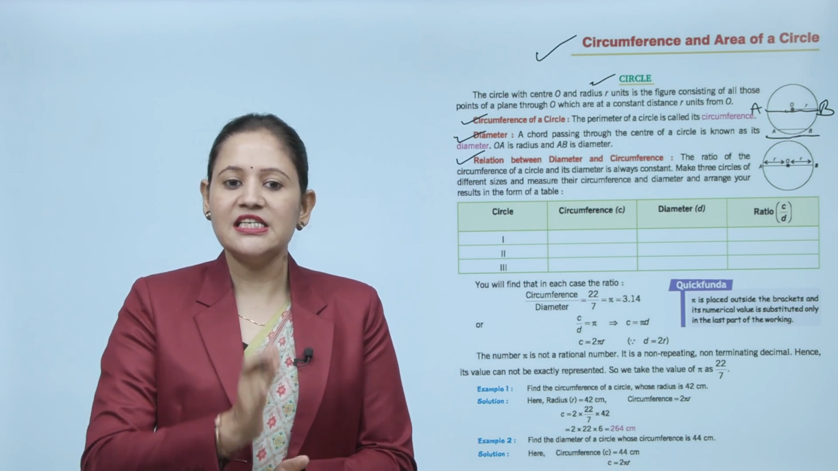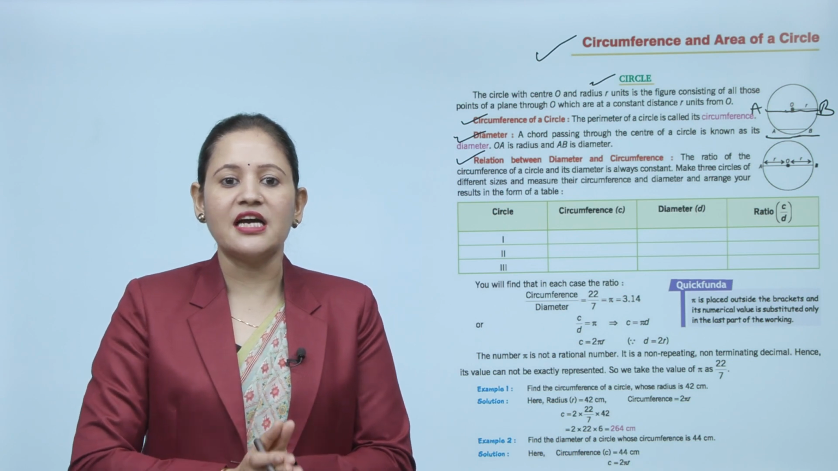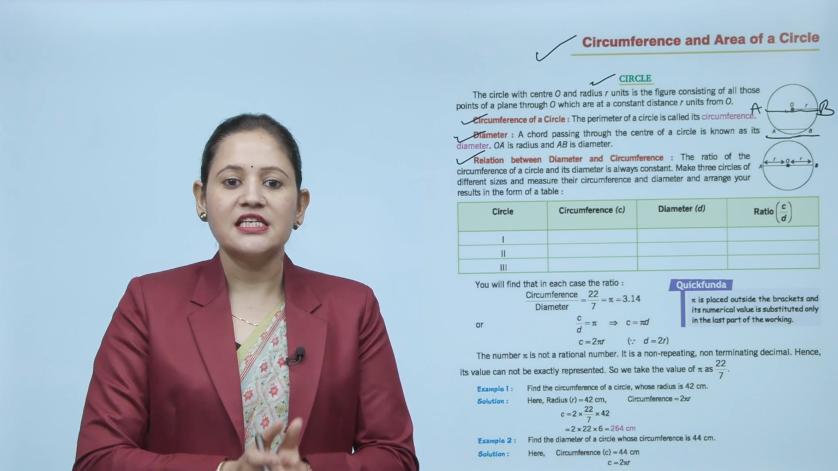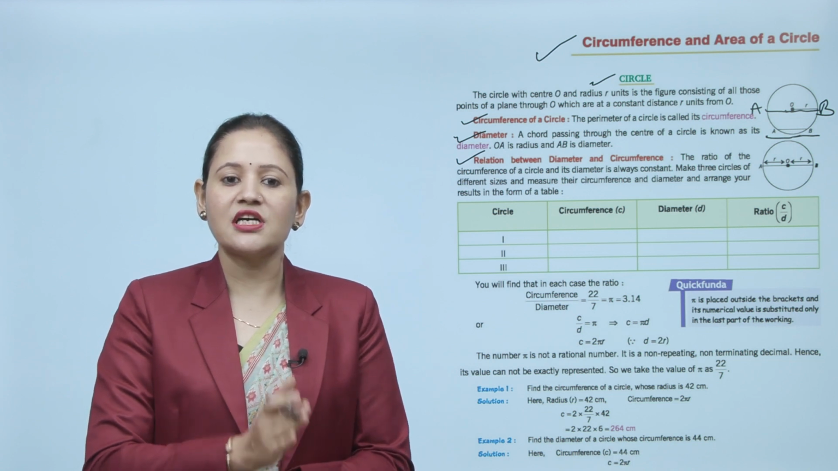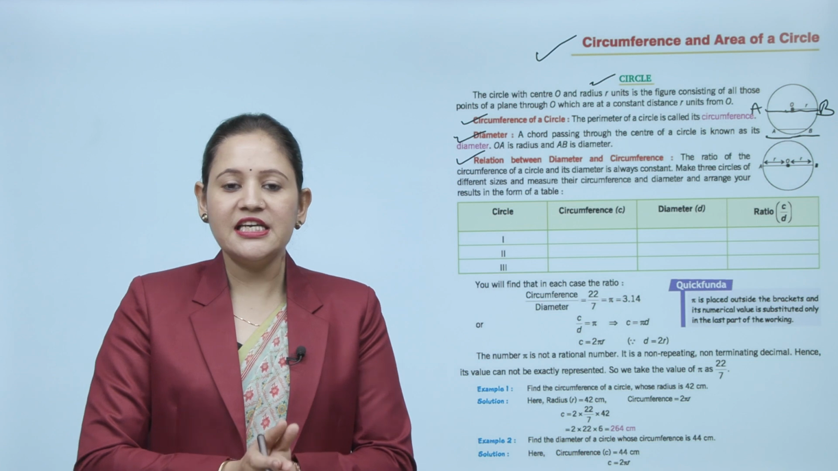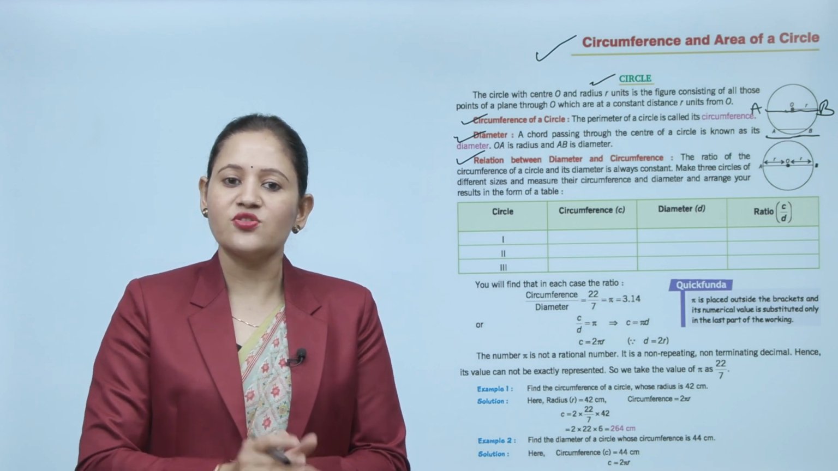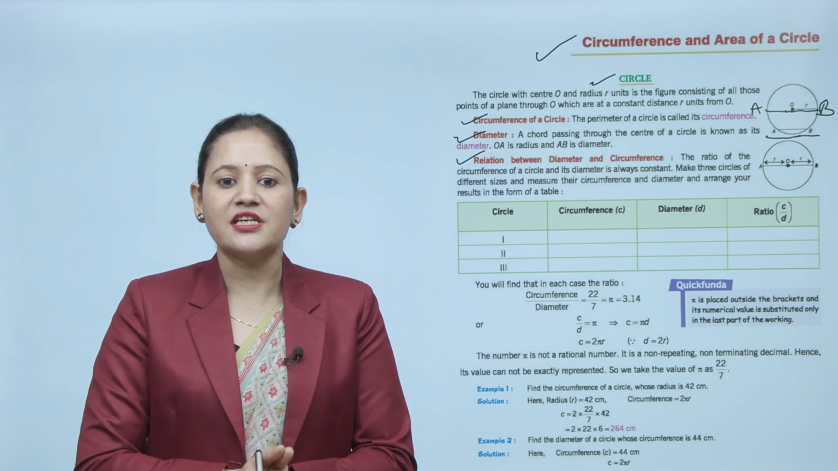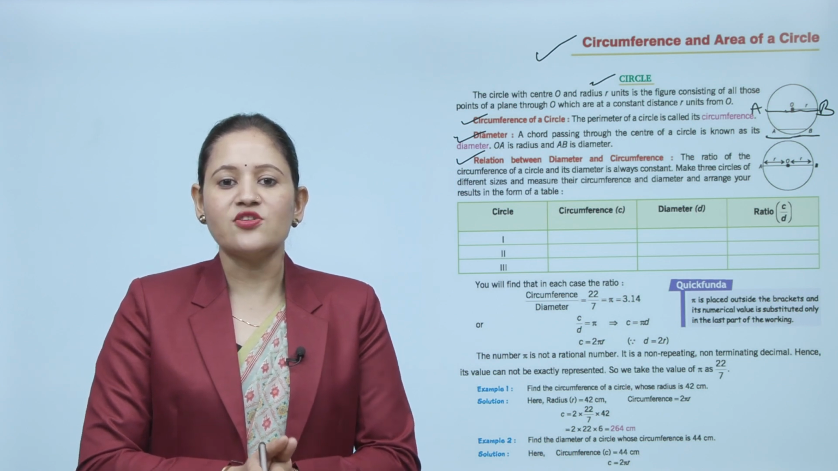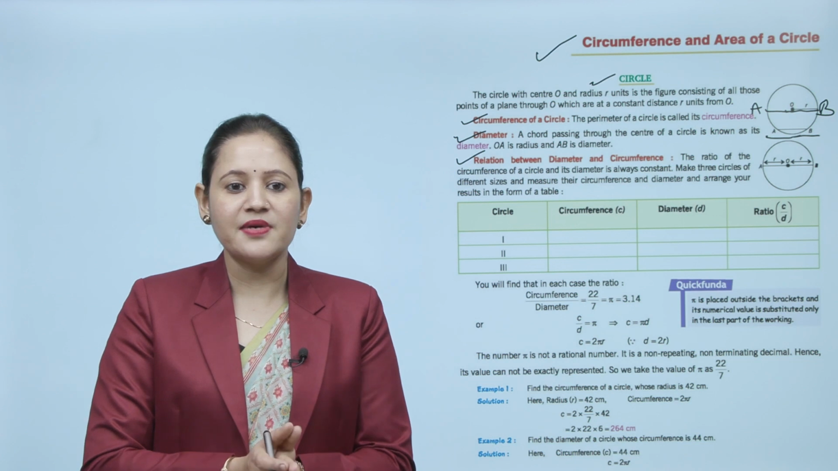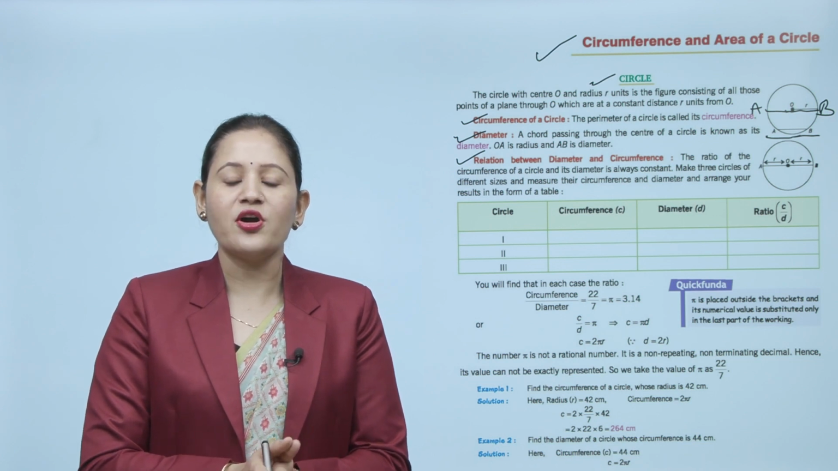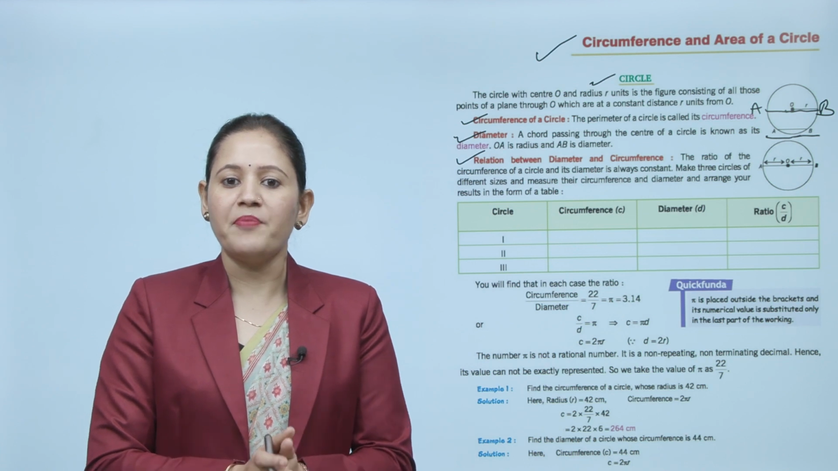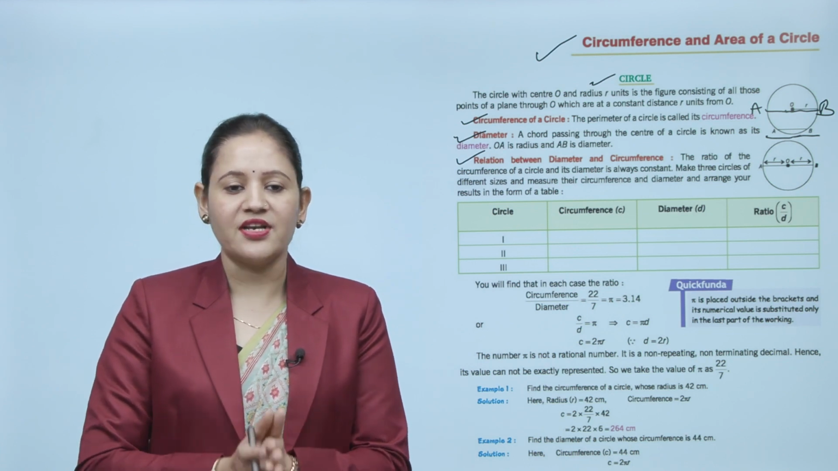C upon D, circumference upon diameter, equals pi. So C equals pi D. C, circumference, equals what? 2 pi r. D is equal to what? 2r. So it becomes 2 pi r. The number pi is not a rational number. It is a non-repeating, non-terminating decimal. Hence, its value cannot be exactly represented. So we take the value of pi as 22/7.